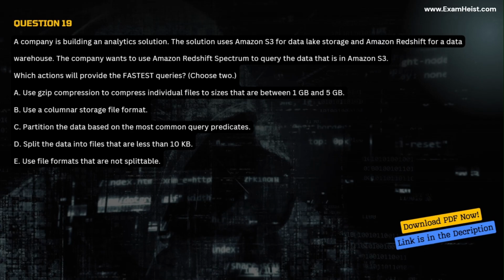Choose 2. A. Use gzip compression to compress individual files to sizes that are between 1 GB and 5 GB. B. Use a columnar storage file format. C. Partition the data based on the most common query predicates. D. Split the data into files that are less than 10 kilobytes. E. Use file formats that are not splittable.